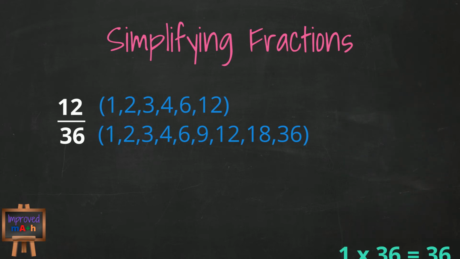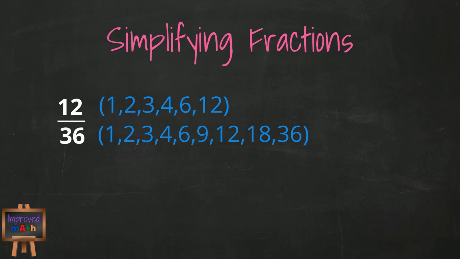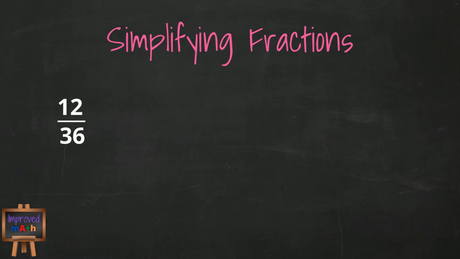So step 2 would be to find the greatest common factor. Well, the greatest common factor in both these numbers is 12, because 12 goes into both 12 and 36. Step 3, divide the numerator and the denominator by the greatest common factor. So 12 divided by 12 equals 1. 36 divided by 12 equals 3. So the fraction of 12 over 36 has now been reduced or simplified to equal 1 over 3.